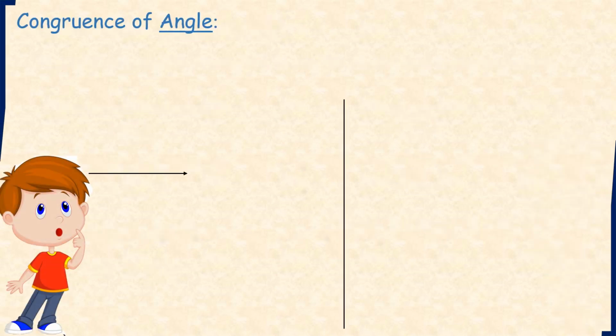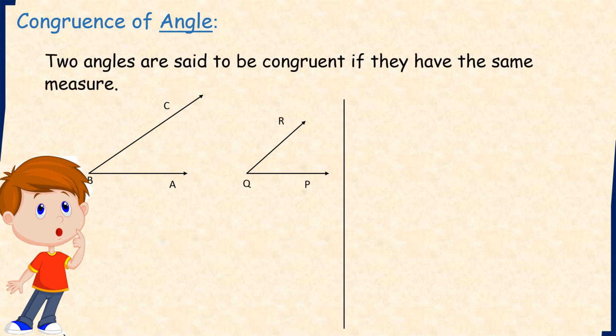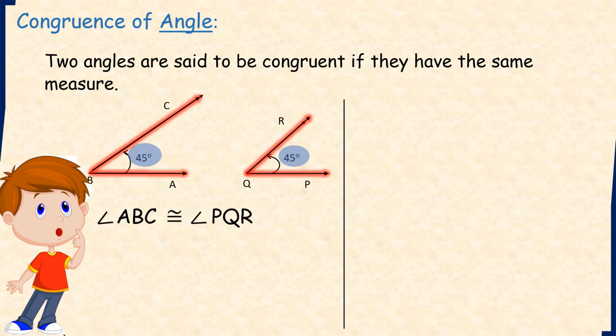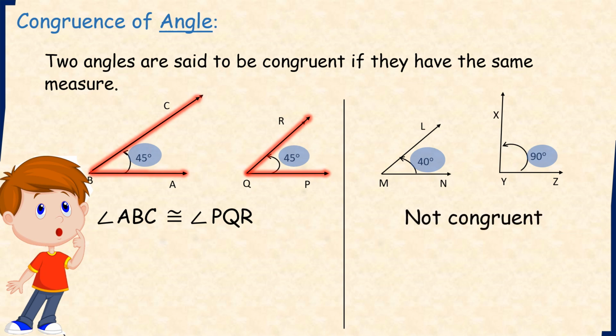When are two angles said to be congruent? Two angles are said to be congruent if they have the same measure. Here, angle ABC makes 45 degrees and angle PQR makes 45 degrees. The measurement of these two angles is same, that is 45 degrees. Therefore, we write angle ABC congruent to angle PQR. In the second example, angle LMN makes 40 degrees and angle XYZ makes 90 degrees. In this case, the angles LMN and XYZ are not equal, so they are not congruent.